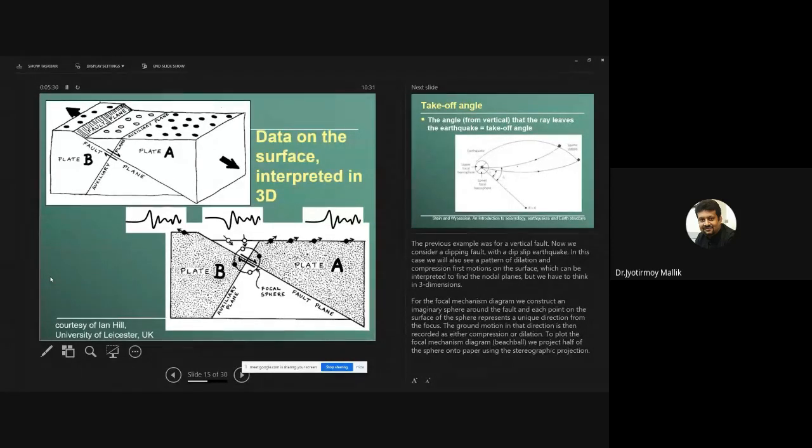So this is a normal fault. Now what is this block A called? Guys, what is this block A called with respect to the fault terminology? We talked about it. Hanging wall. Very good. What is block B then? Footwall, right? And this is the fault plane.